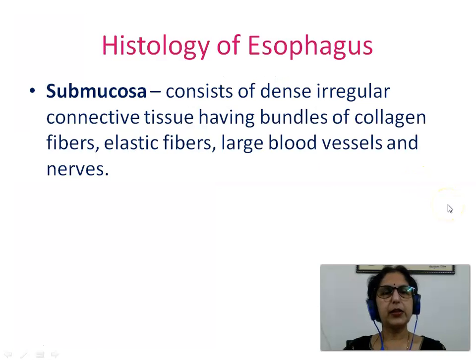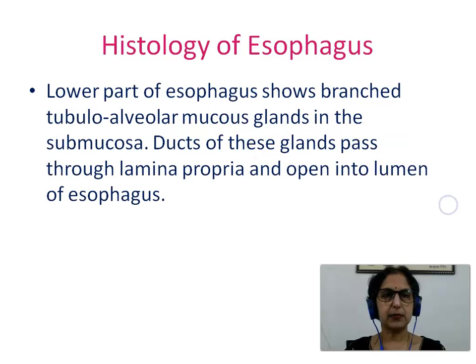We then go on to study the submucosa. This consists of dense, irregular connective tissue having bundles of collagen fibers, elastic fibers, large blood vessels, and nerves. The lower part of the esophagus shows branched tubulo-alveolar mucous glands in the submucosa. Ducts of these glands pass through the lamina propria and open into the lumen of the esophagus.